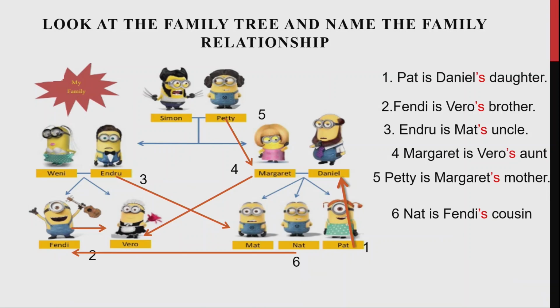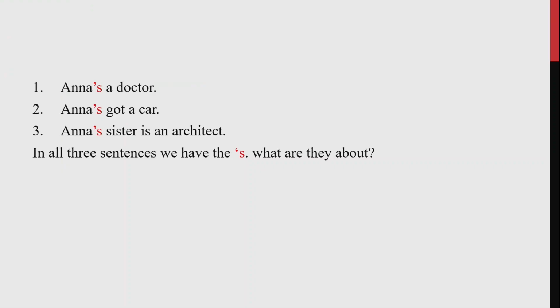Good job. Now children, you have 3 sentences with apostrophe S. Look, read and find what's the difference between them. Number 1. Anna is the doctor. Number 2. Anna's got a car. Number 3. Anna's sister is an architect. In all three sentences we have apostrophe s. What are they about?